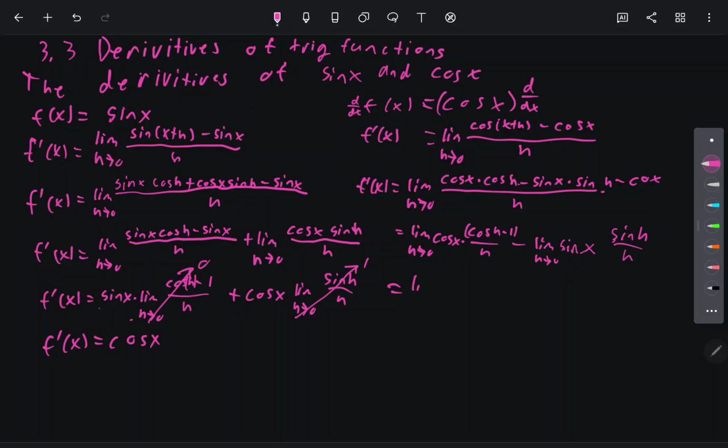So now we get the limit as h approaches 0. This limit, as we already know, goes to 0. So that's just going to be a big ol' 0. 0 minus this limit is going to be sine of x times the limit as h approaches 0 of sine of h over h. This goes to 1, so we are just left with negative sine of x.